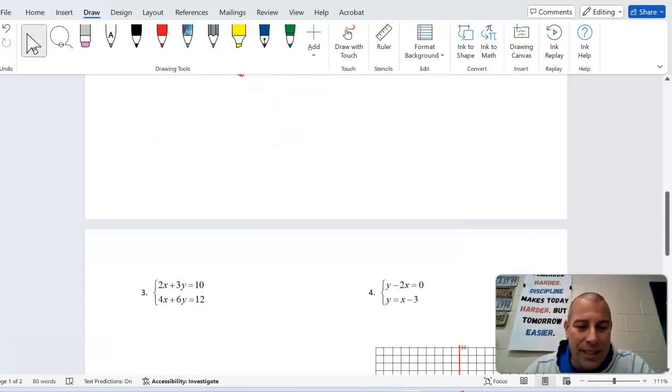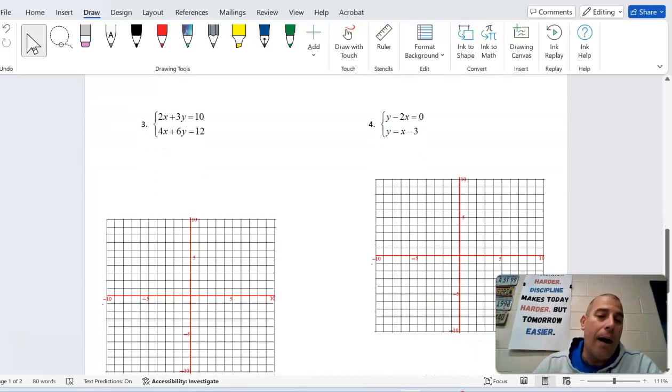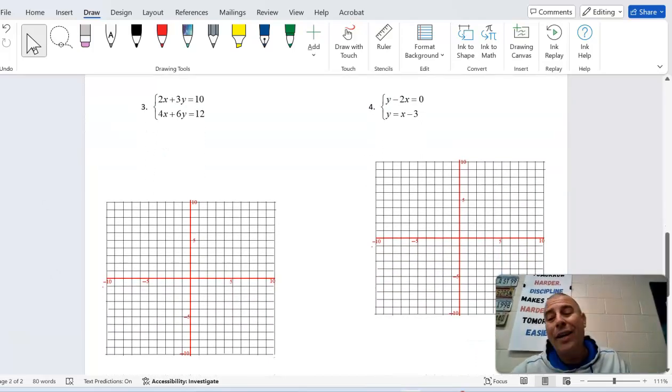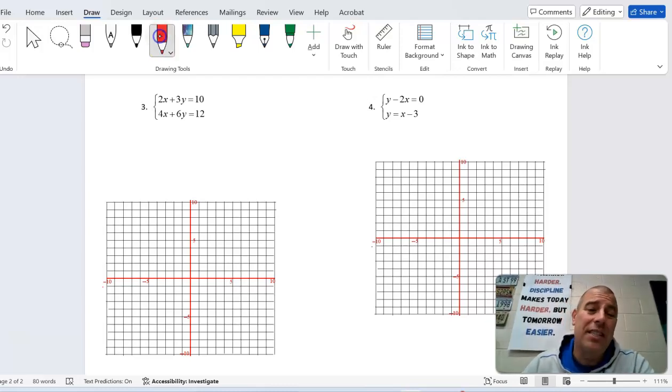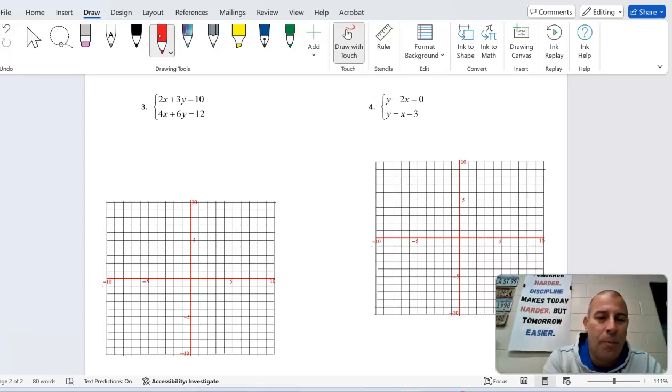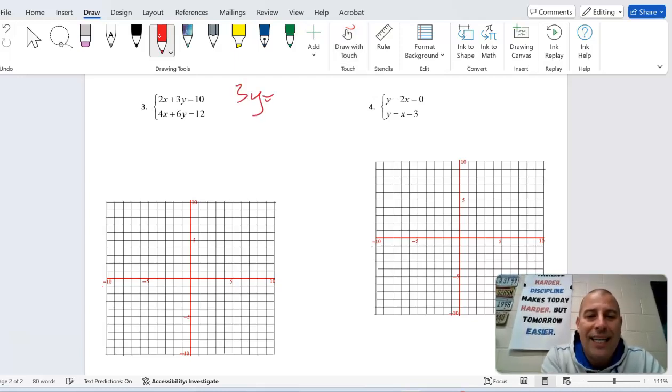Let's find one that does a little bit more for us. Problem number 3. Now, we are in standard form here, but here's the thing, people. Standard form isn't the best for graphing because so many times we get fractions for the intercept. So I'm always going to encourage you to put it into slope intercept form. That's the best way to stay with whole numbers and to stay on the grid that's there. So for the top one, let's subtract the 2x over. So I've got 3y equals negative 2x plus 10. And then we're going to divide everyone by 3.